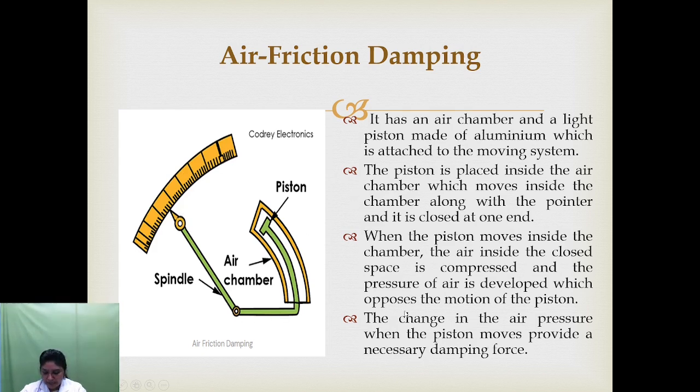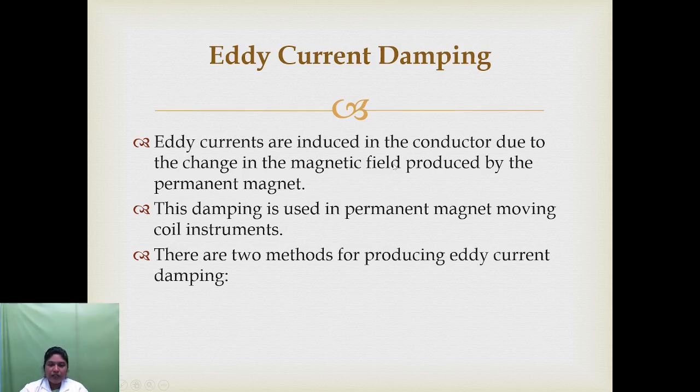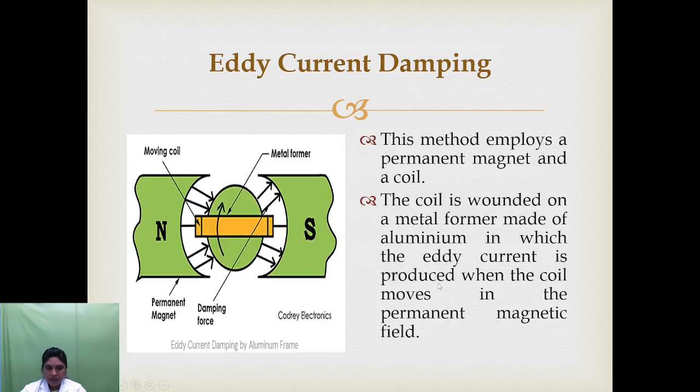Next is the eddy current. Eddy currents are induced in the conductor due to the change in magnetic field produced by the permanent magnet. A permanent magnet is placed, it produces the eddy current, and this helps in controlling the pointer oscillations. This damping is used in permanent magnet moving coil instruments, and there are two methods of damping produced. So this is eddy current damping.